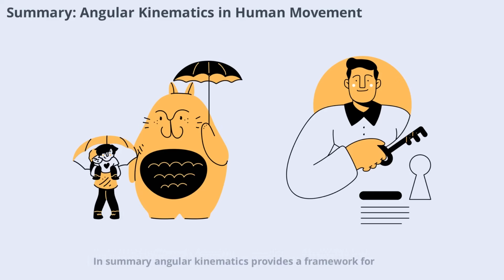In summary, angular kinematics provides a framework for understanding rotational motion in the human body. By mastering the concepts of displacement, velocity, and acceleration, and knowing how to apply them, you can analyze and improve movement in sports, rehabilitation, and daily life. Keep practicing and exploring to deepen your knowledge.